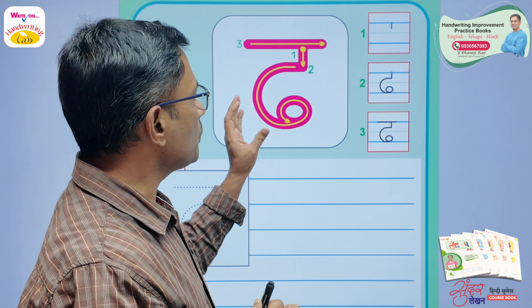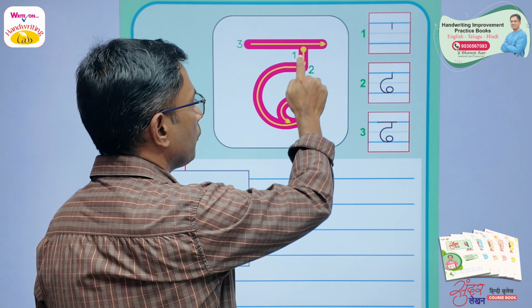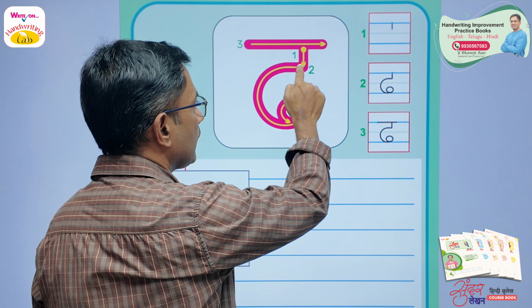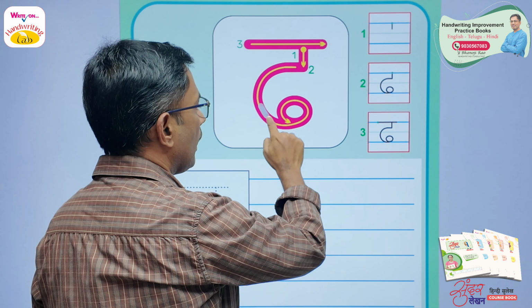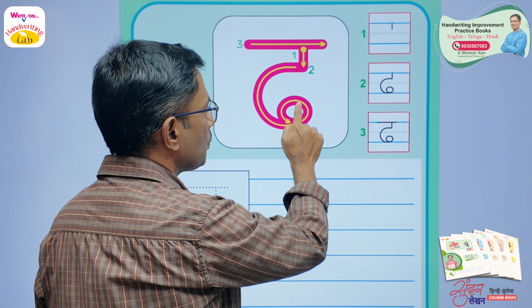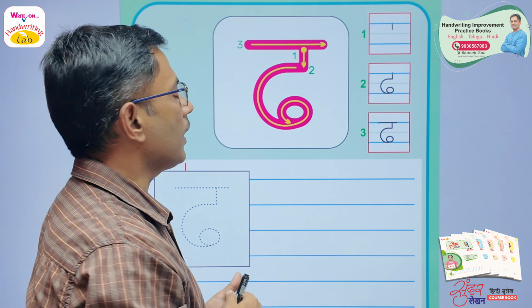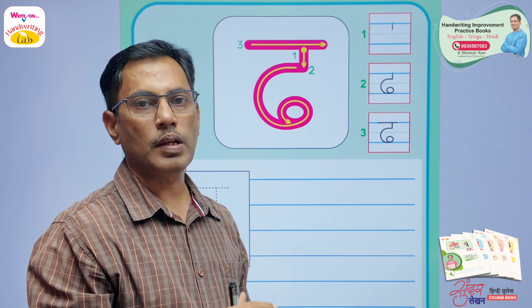Letter da is made in 3 steps. This letter looks the same as letter ta with an oval shape at the bottom. The first step is a standing line. Second step is a curved shape ending with an oval shape at the bottom. This oval shape should be exactly in line with this standing line. The third step is headline covering the entire part of the letter.